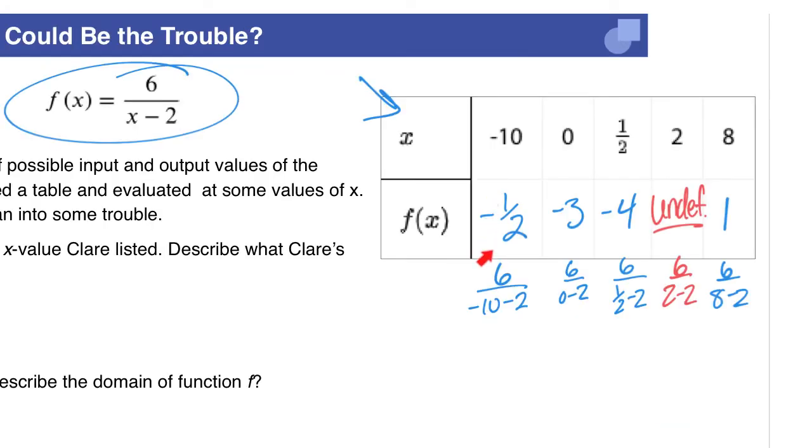When I plug in these values for x, I get -1/2, -3, -4, and then I run into some trouble right here. I wrote it in red because it didn't work. I have 6 over 2 minus 2. That's going to be 6 divided by 0. I cannot divide by 0. So at this value for x, that function is undefined, we're going to say. And then, once again, 8 works at the end.